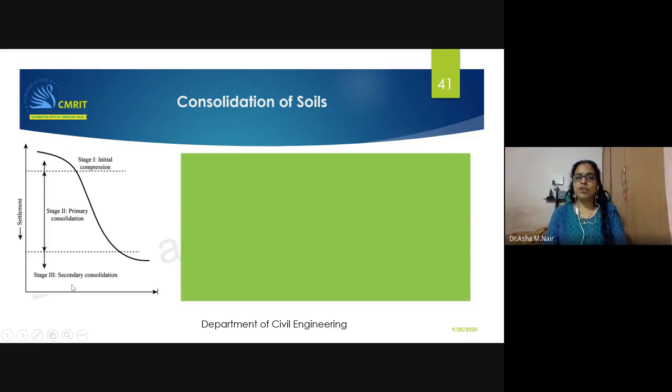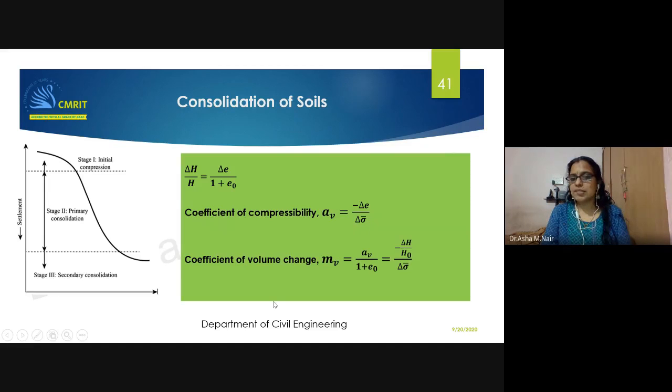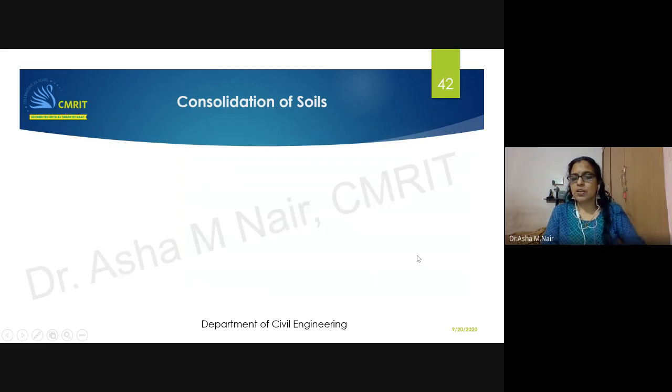Consolidation. What are we trying to do? For this also we had a question today. Consolidation checks the primary consolidation. Delta H by H is equal to delta e by 1 plus e naught. av is equal to minus delta e by delta sigma. Coefficient of volume change mv is av by 1 plus e0. So this is also very important.